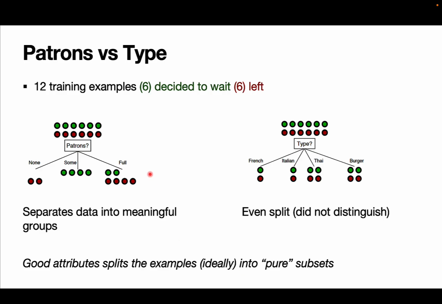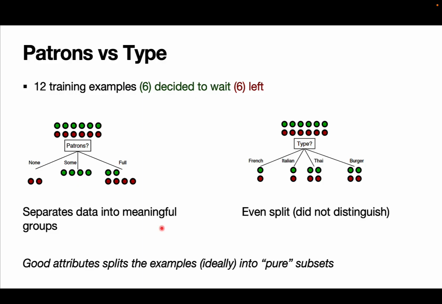As you can see, there are 12 training examples. In 6 cases, the customer stayed, and in 6 cases, the customer left. Now, let's examine the values of patrons. For none, every time there were no patrons, the customer left. For some, there are 4 cases when the customer stayed. But when patrons is equal to full, there were some times where the customer stayed and some where the customer left. So as you can see, there seems to be a meaningful separation between the groups.